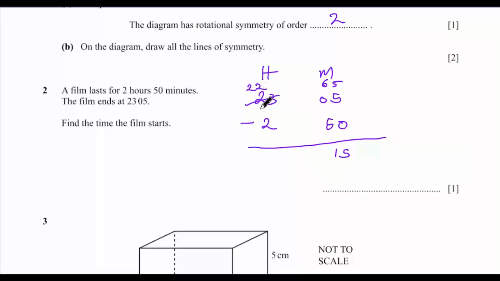Then 19 hours subtract 2 hours, so that gives you 17 hours. So that means the film starts at 17:15 or simply 5:15 p.m. So I'll write 17:15 here. So let's go to the next question.